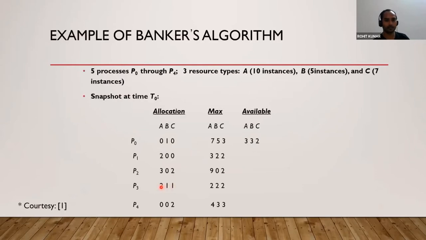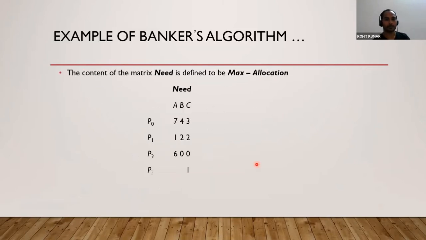Here, P3's already allotted resources are 2, 1, 1. So 5, 3, 2 now will become 7, 4, 3, because the allotted resources will also become available after its execution. Earlier the available vector was 5, 3, 2; now it is 7, 4, 3. So in this fashion, 7, 4, 3 is available and P1 and P3 are already executed.